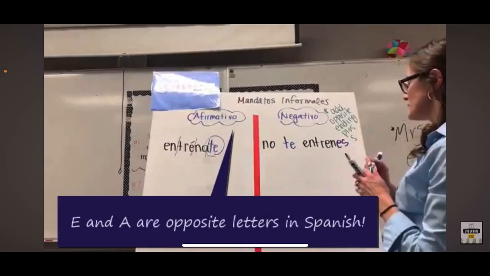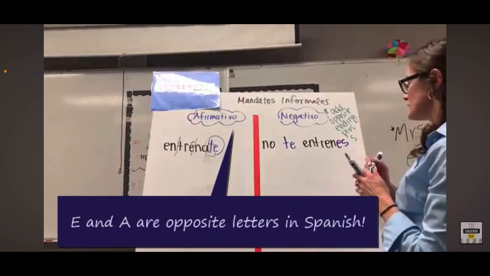Okay, so let me read this first. E and A are opposite letters in Spanish. So what that means is if you have an AR verb and you're putting it in the negative, the A is going to change to an ES. But if But if you have an ER verb in the negative, that E is going to change to an AS. So remember, it's the opposite.